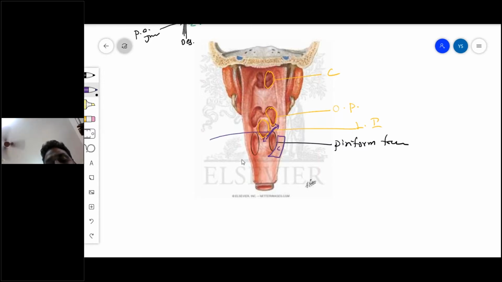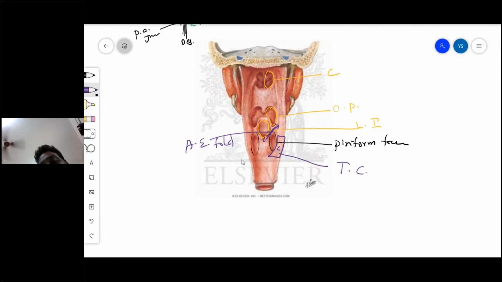Medially, that line is called the epiglottic fold. What is this? You learn in the larynx. Whatever you see laterally, that is the thyroid cartilage, the lamina of the thyroid cartilage.